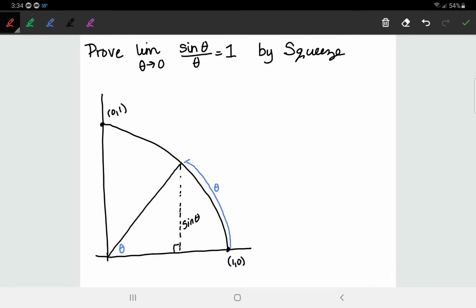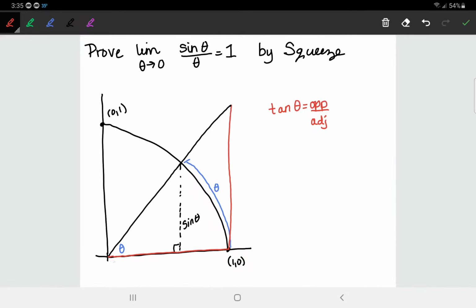Now, there's another triangle that we can draw, and it comes up here, and we can extend this to meet. So now we have a new triangle. Now the base of this triangle is here, and we know that the tangent of theta will always be equal to, in a right triangle, the opposite over the adjacent.